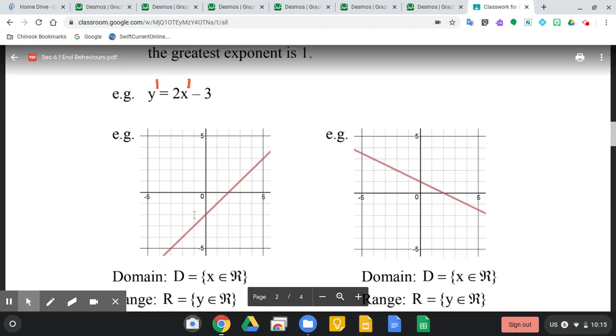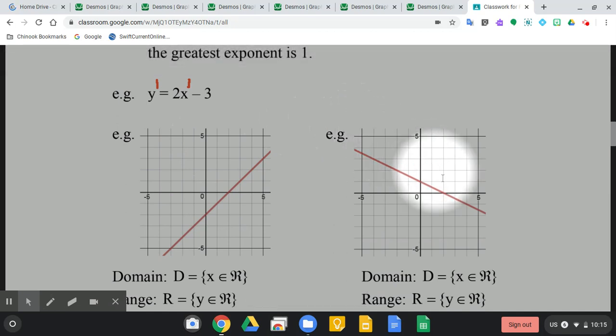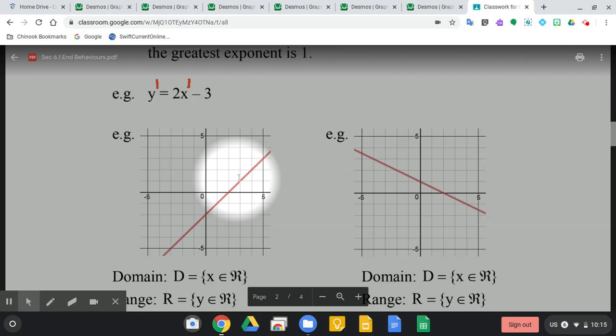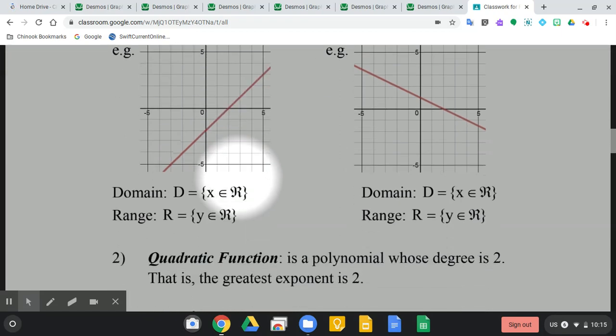If we look at our lines, this line is always increasing. As I move from left to right, it's always moving in the upward direction. This graph on the right is always decreasing. As I move from left to right, it's moving in a downward direction. So this never changes. So we say that lines have 0 turning points. Let's go down to our parabolas.